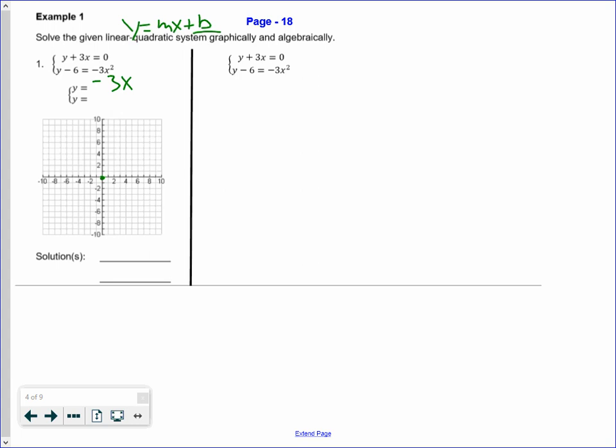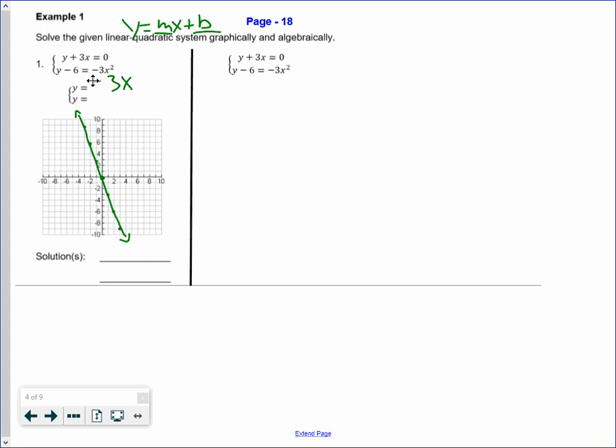And that m term, that's our slope, our rise over run. So our rise over run in this problem is -3. So that means we're going to go down 3 over 1. So go ahead and just plot that. All right. So you should get something like this.